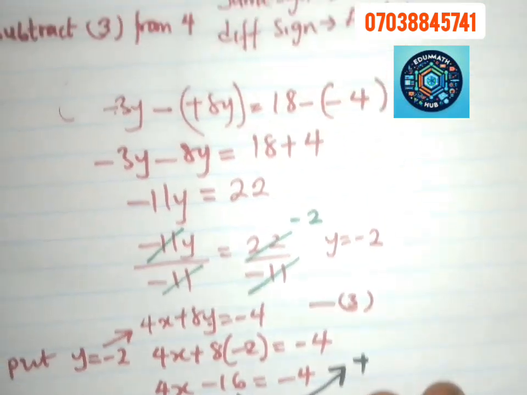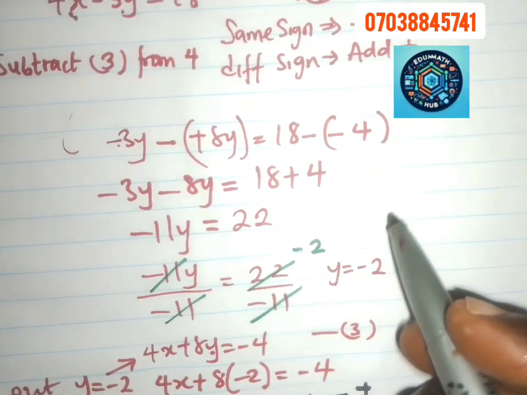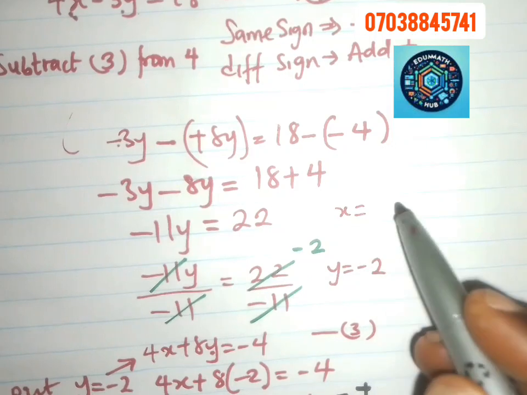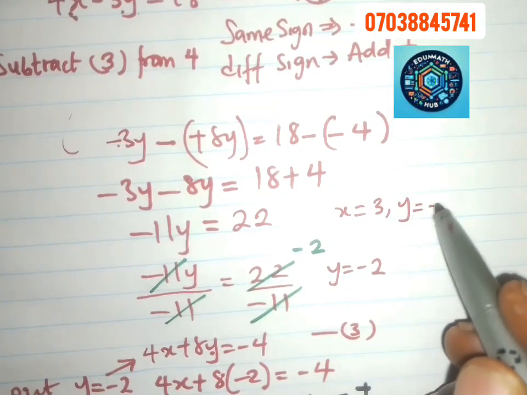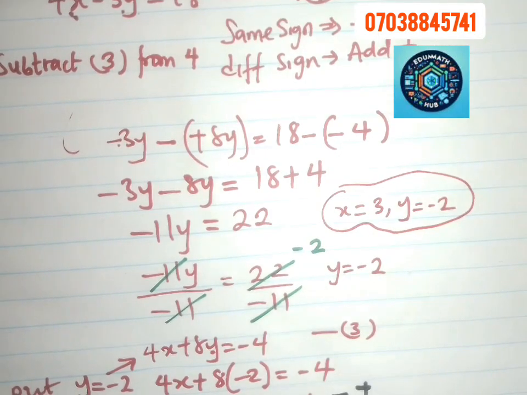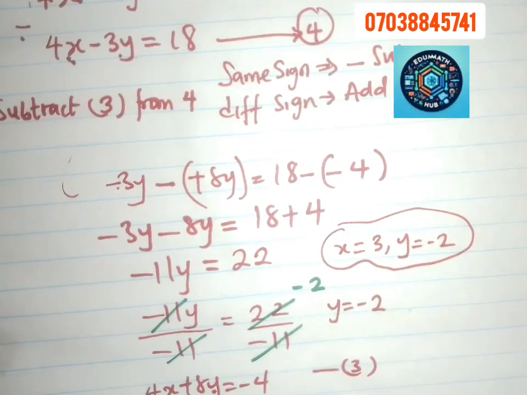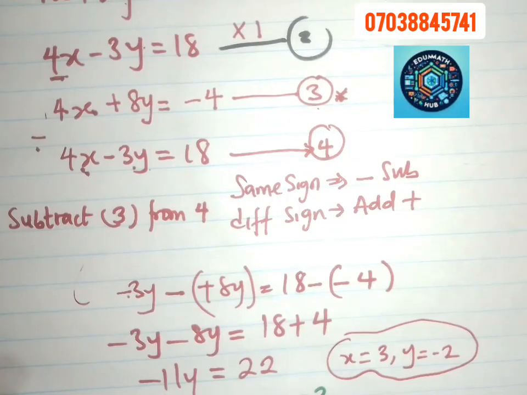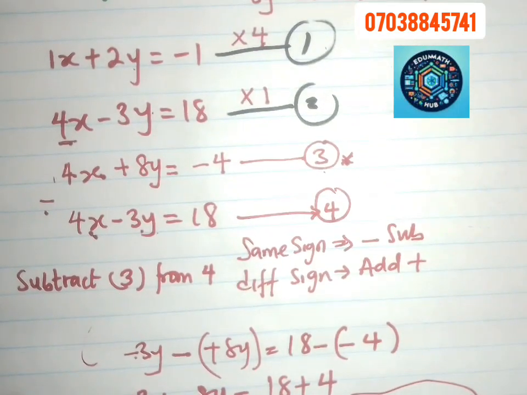So you cannot put the values of x and y together. So you can just say x is equals to 3 and y is equals to minus 2. So you have already solved this equation using elimination method. So you can see it's very simple. Okay, so let's take another example before we do a recap.